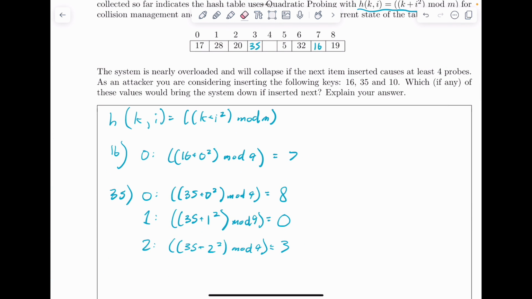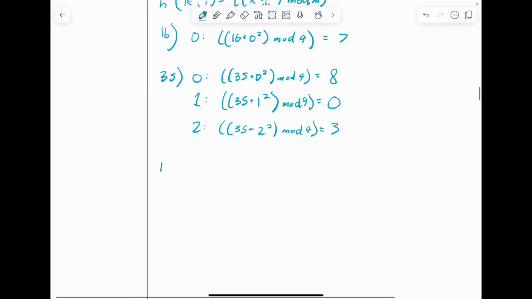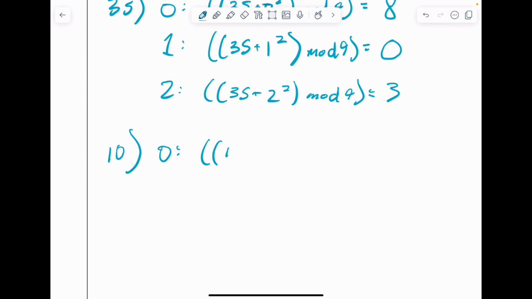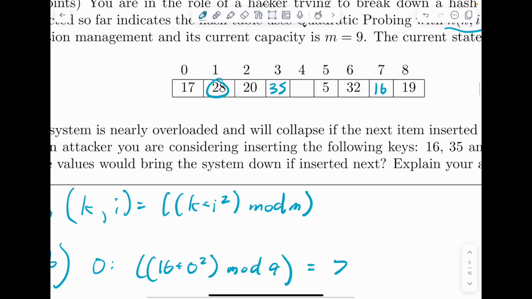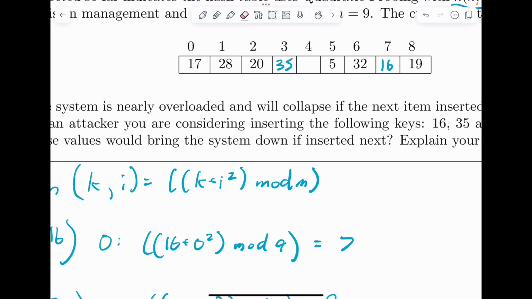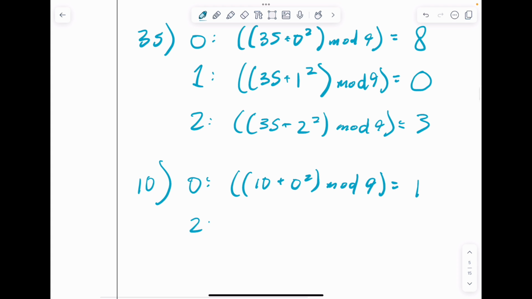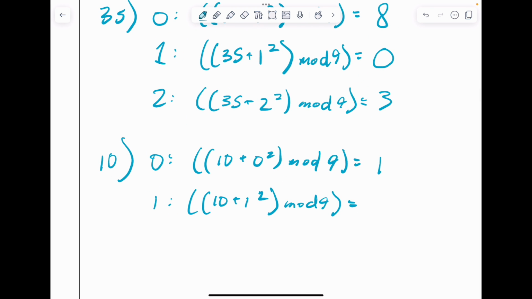So that sucks. But we've still got another key. Maybe this is the one. Maybe key 10 will bring down the table. At the first probe, where i equals 0, 10 plus 0 squared modulus 9 equals 10 modulus 9, which is 1. Is there a key at index 1? Yes, there is. So we're going to do another probe. On the second probe, where i equals 1, this is 10 plus 1 squared modulus 9. This yields 11 modulus 9, which is 2.